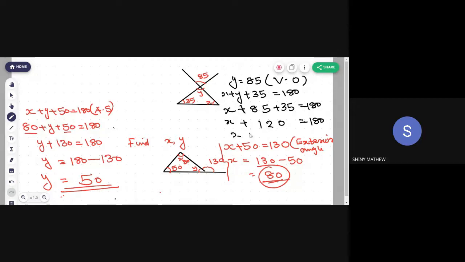What is that? 120. Yes, 120. So x is 180 minus 120, that is equal to 60. So value of x is 60. Okay, അപ്പോൾ നിങ്ങൾ എക്സിന് 60 കൊടുത്തിട്ട് മൂന്ന് ആംഗിളും കൂടെ ആഡ് ചെയ്ത് നോക്കണം 180 ആണോ അല്ലയോ. That way we can verify. Okay, so after that you can do one more question.